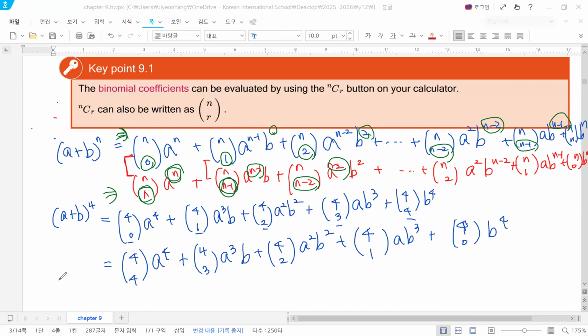Wait a sec, students, I'm going to give you some time to write down (a plus b) to the power of 5. Please write it down in this binomial coefficient form. Do not calculate the coefficients. Just write them down by using brackets. Do you understand? Please expand them.